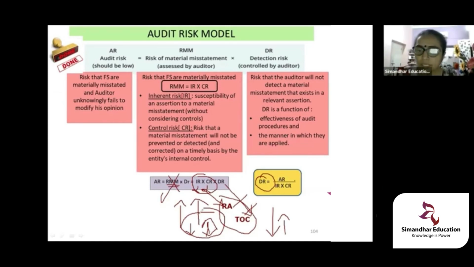One thing we understand is wrong and detection risk have an inverse relationship. They are inversely connected. The more your wrong increases, the more you have to reduce the detection risk. It is not that you can control wrong. You can only understand wrong. You can check wrong. Okay. But based on your understanding, you control your detection risk.